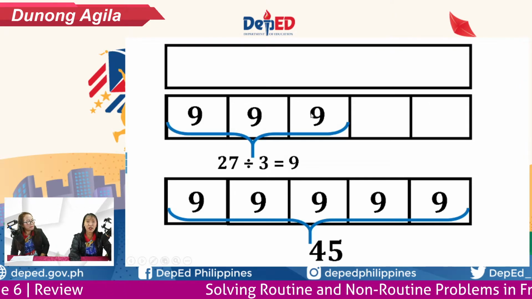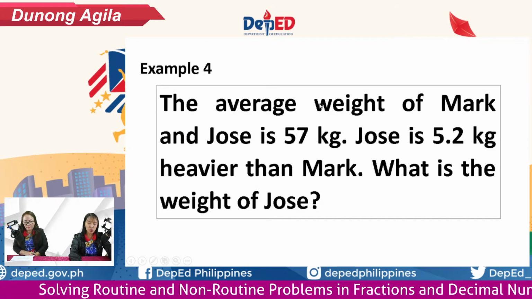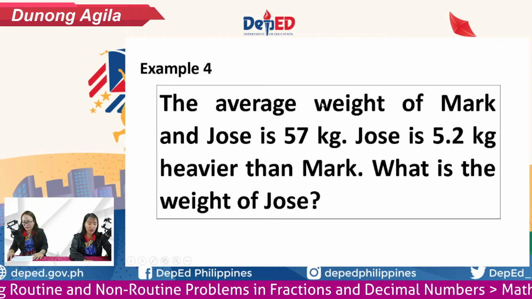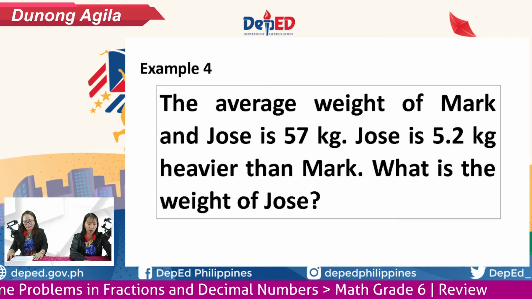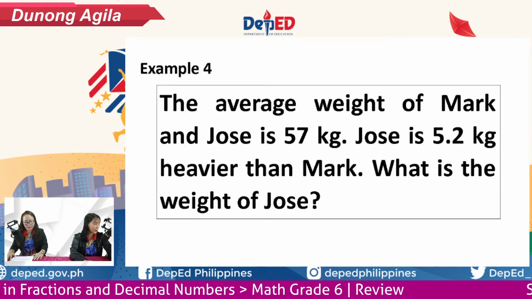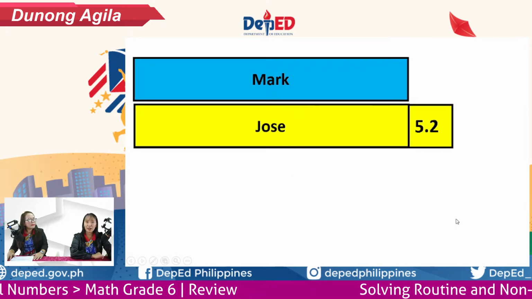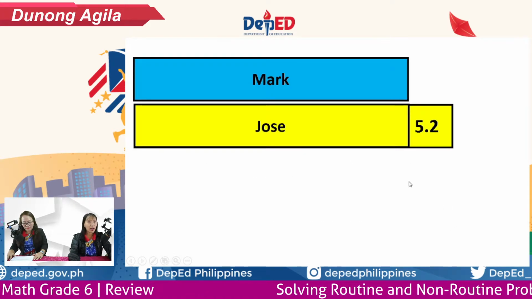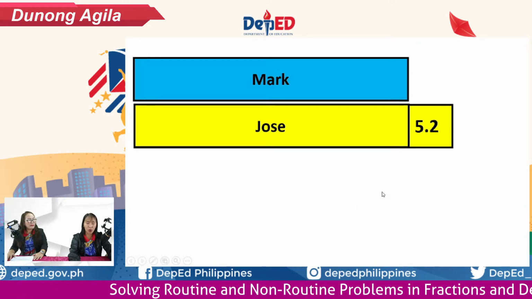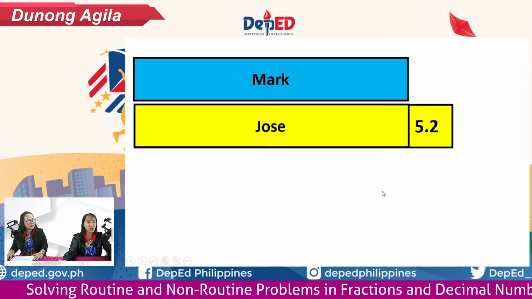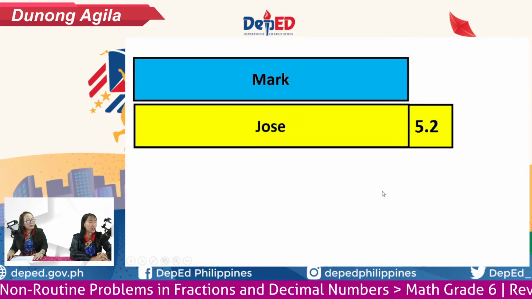So let's proceed to another problem. Okay, problem number 4. The average weight of Mark and Jose is 57 kilograms. Jose is 5.2 kilograms heavier than Mark. What is the weight of Jose? Okay, meron naman tayo dito, gagamitin na naman natin yung blocks. Yung blue is for Mark, at saka yung kay Jose is yung yellow. Mapapansin nyo mas mahaba yung block represented by Jose. Kaya sabi nga sa problem, heavier si Jose ng 5.2.